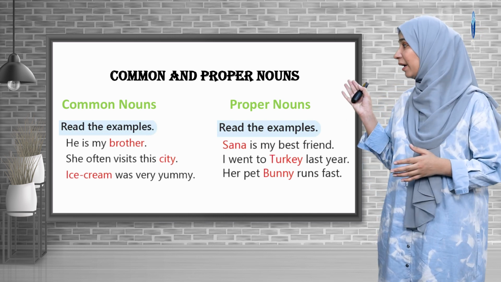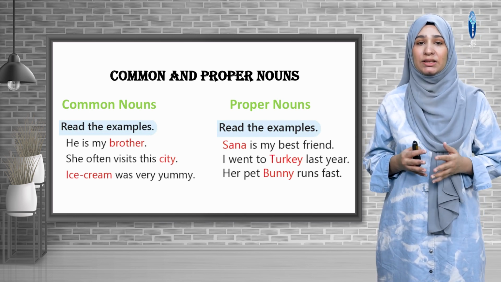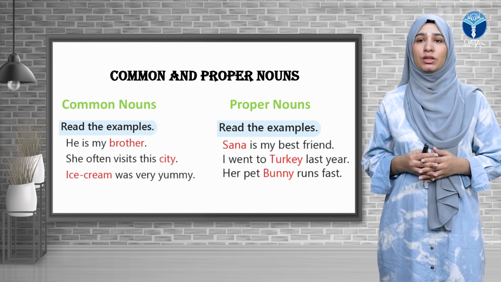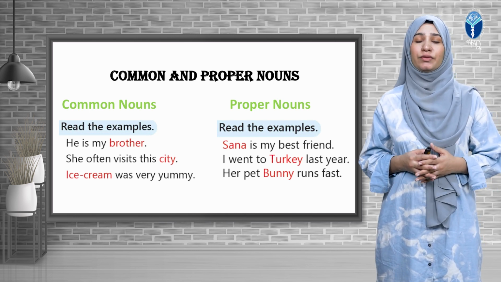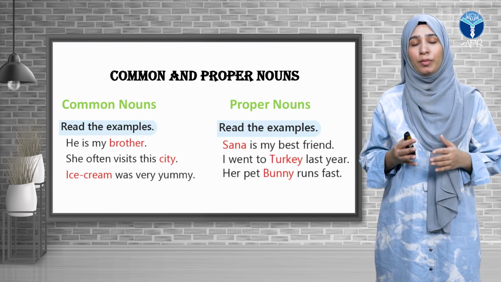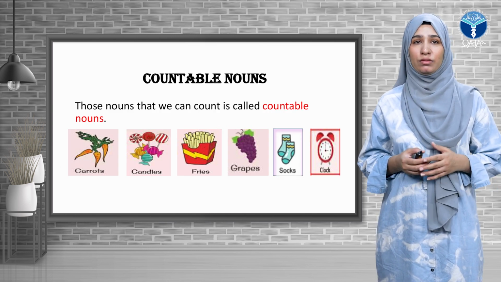Then, her pet bunny runs fast. Here in the middle of the sentence, the word bunny is written with a capital B. So bunny is again a proper noun, students. So students, we have discussed common and proper nouns. Now we are going to move forward with the countable nouns.